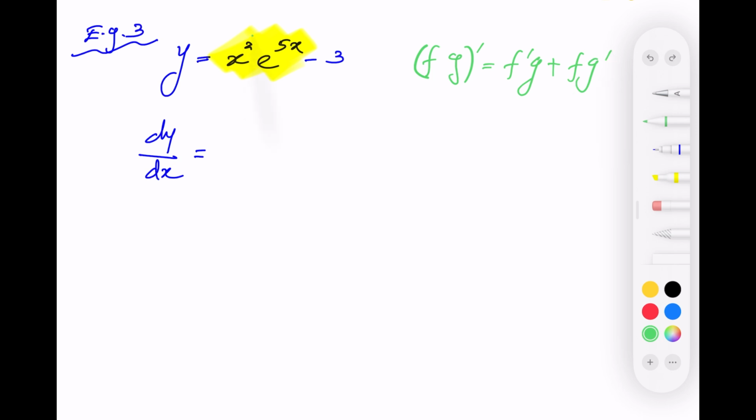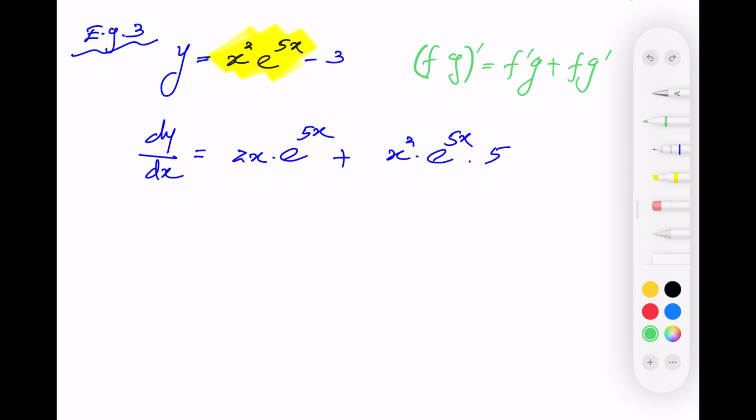Now if I label x squared as the function f and e to the 5x as the function g, I know f prime is going to be equal to just 2x, that times g as it is, which is e to the 5x, plus f times g prime. F is x squared times g prime. The derivative of e to the 5x is equal to e to the 5x times a 5. Please do not forget to differentiate the exponent. All right, and then if you differentiate the 3 right here, it's going to be equal to 0.